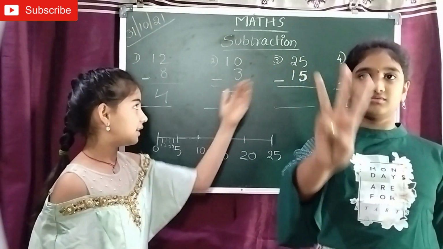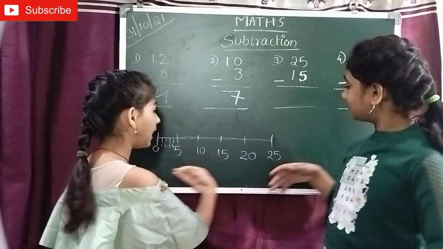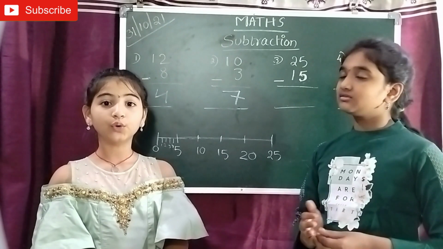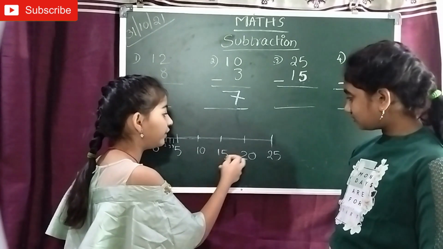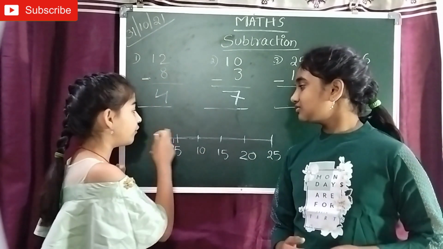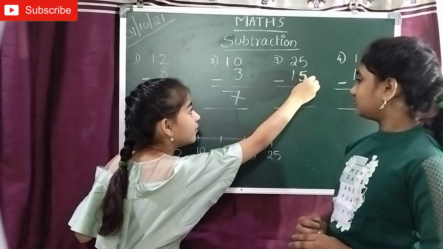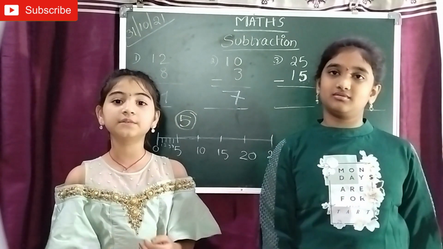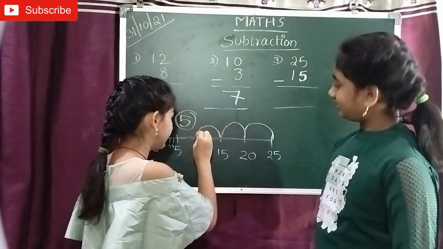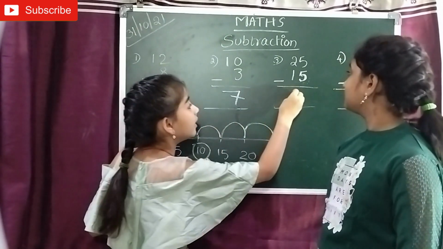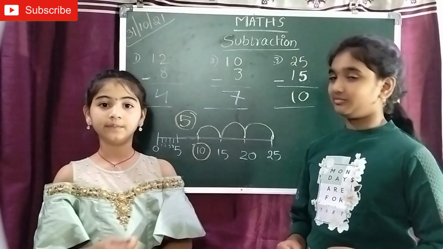Let's move on to the third example. The third example is 25 minus 15. Now we are using the number line. In the last video, we already learned what a number line is. Here there is 0, 5, 10, 15, 20, 25. In every unit, there are 5 numbers. 15 means we should take 15 numbers back. 5, 10, 15. So the answer is 10. 25 minus 15 equals 10.